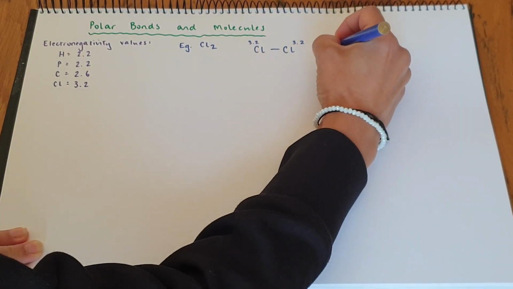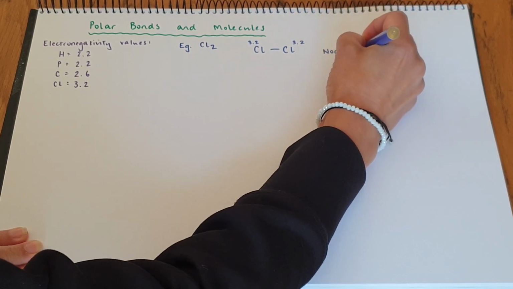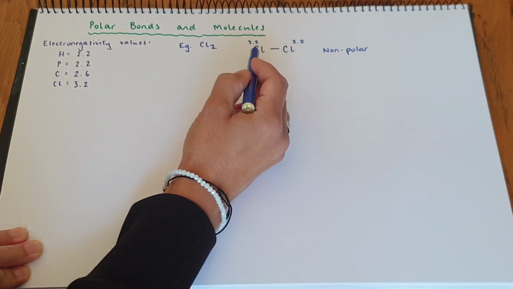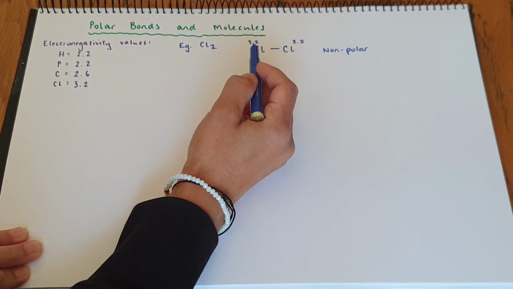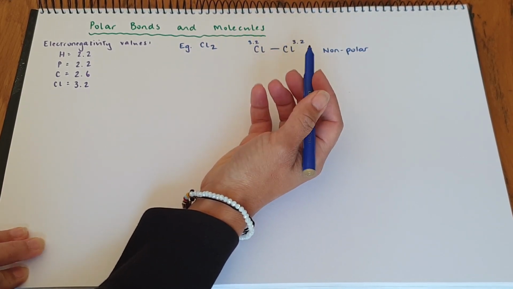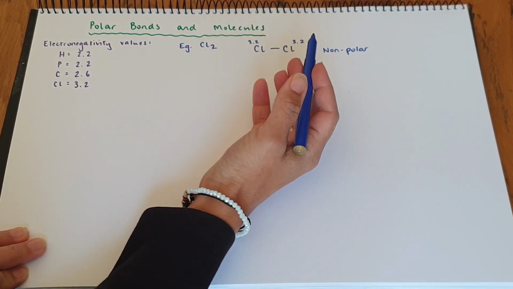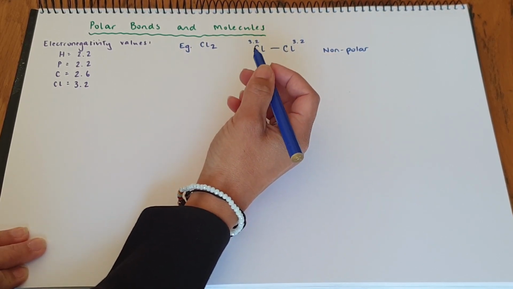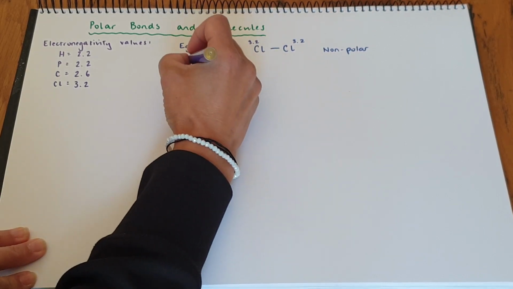So let's label that. We do not have to indicate a delta positive and a delta negative end or a net dipole in this because there is no net dipole. We don't have poles to this molecule. Okay, let's look at another example.